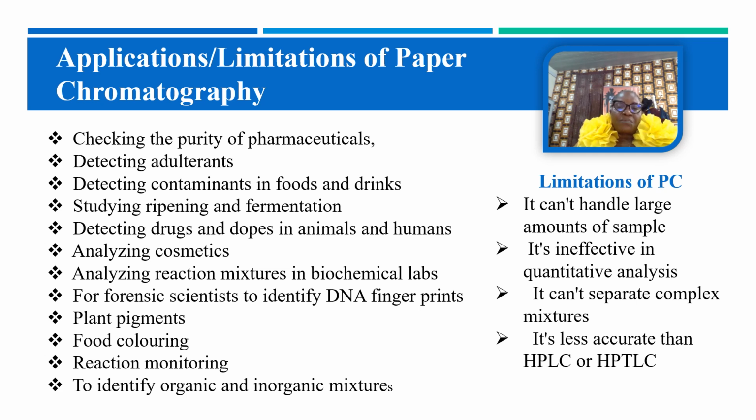Applications of paper chromatography. Paper chromatography is important for checking the purity of pharmaceuticals, detecting adulterants, detecting contaminants in food and drink, detecting drugs and dopes in animals and humans, analyzing mixtures in biolabs, and for forensic scientists to identify DNA prints. We can use paper chromatography very well for reaction monitoring, but it has its limitations. It can't handle large amounts of sample. It's ineffective in quantitative analysis. It can't separate complex mixtures, and it's less accurate than high-performance liquid chromatography.